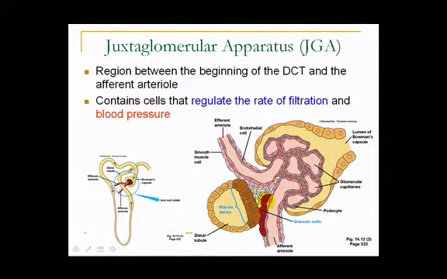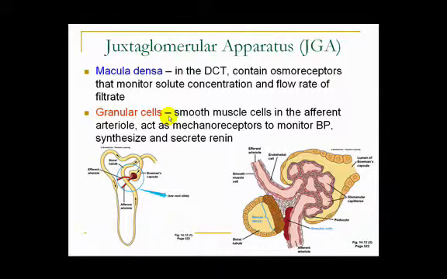This area of the nephron is responsible for regulating the rate that filtration occurs, basically the volume of filtrate that you produce per unit time, and it also plays a role in regulating blood pressure. The cells that do this are some columnar cells that make up the wall of the distal convoluted tubule, called the macula densa cells. They contain osmoreceptors, and their job is to regulate the flow rate of the filtrate, how fast it's going through the distal convoluted tubule.